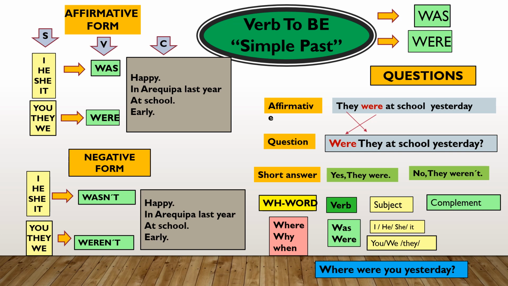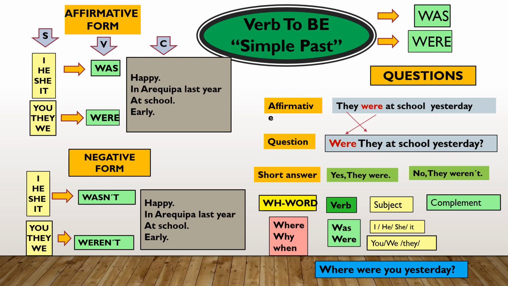In the negative form, the same. For I, he, she, it, you have to use wasn't. I wasn't happy. He wasn't at the school. She wasn't happy, or it wasn't early. For the other subjects, you, they, we, you have to use the contraction weren't. You weren't, they weren't, we weren't.